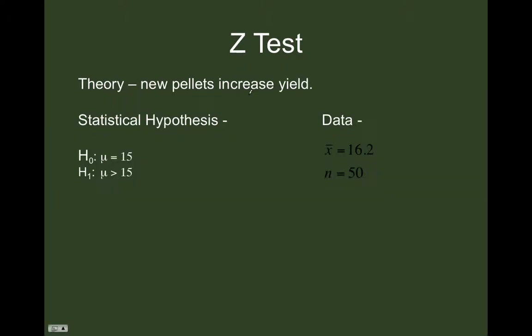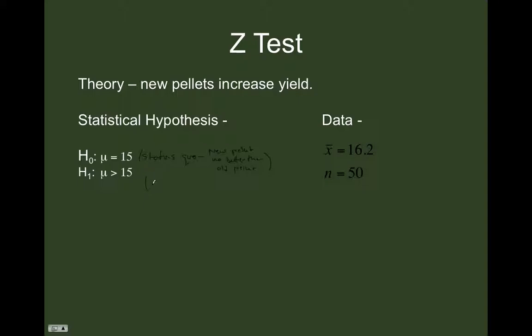So here's what we have. The theory is the new pellets will increase the yield. That gives us the following statistical hypothesis. The null is status quo. Status quo is the new pellet is no better than the old pellet. That's what the status quo assumption is in the null.